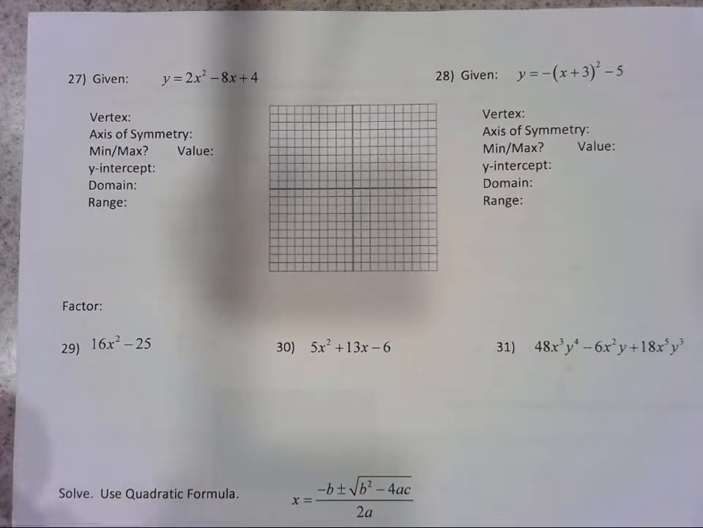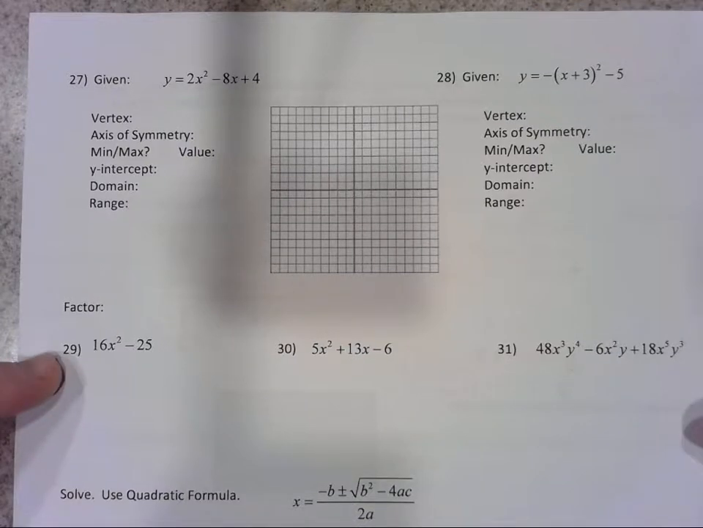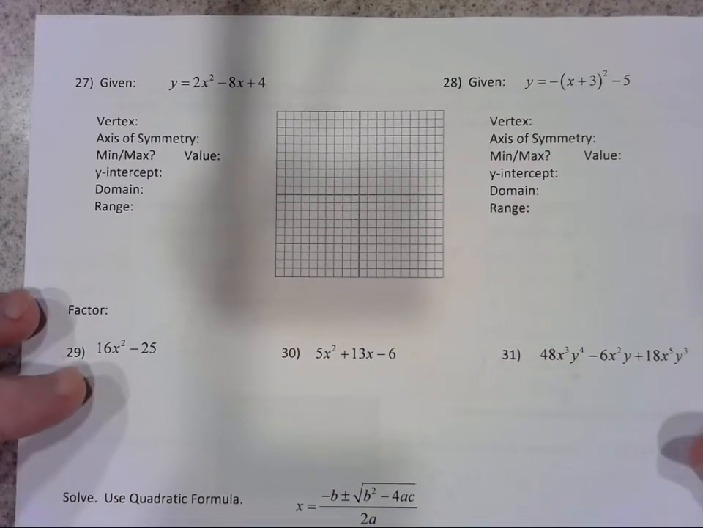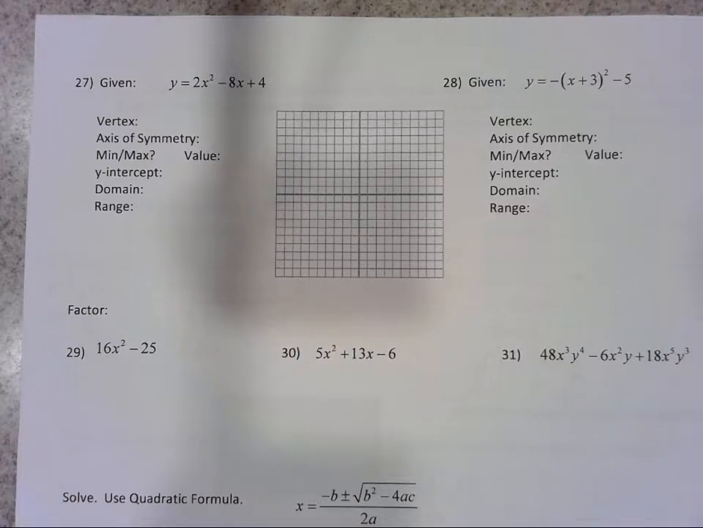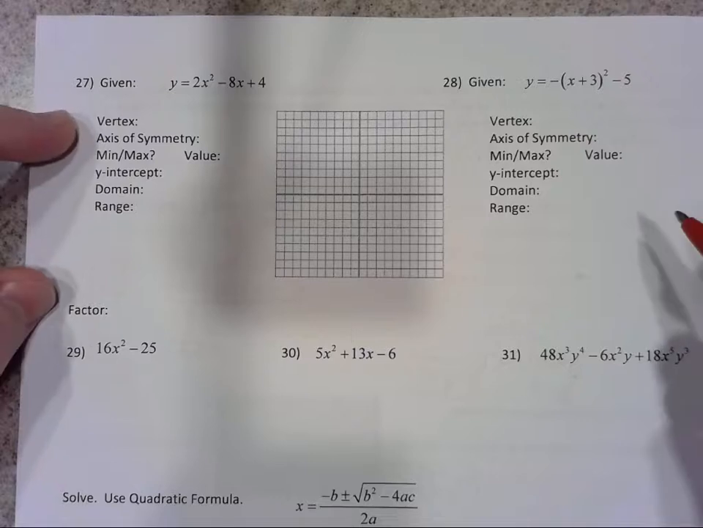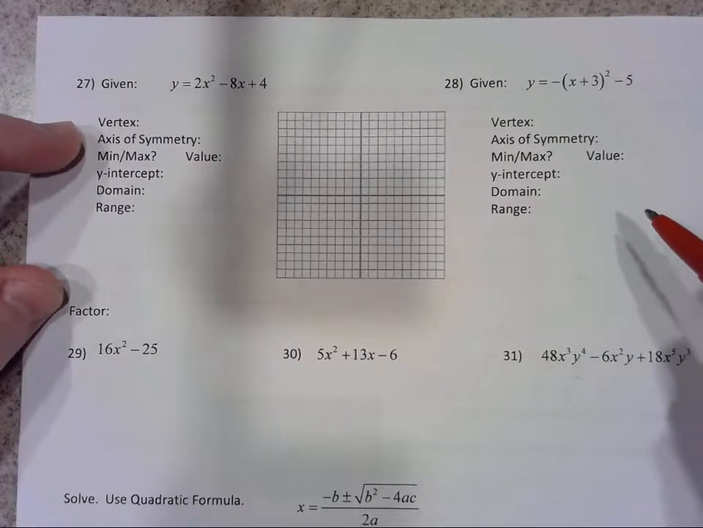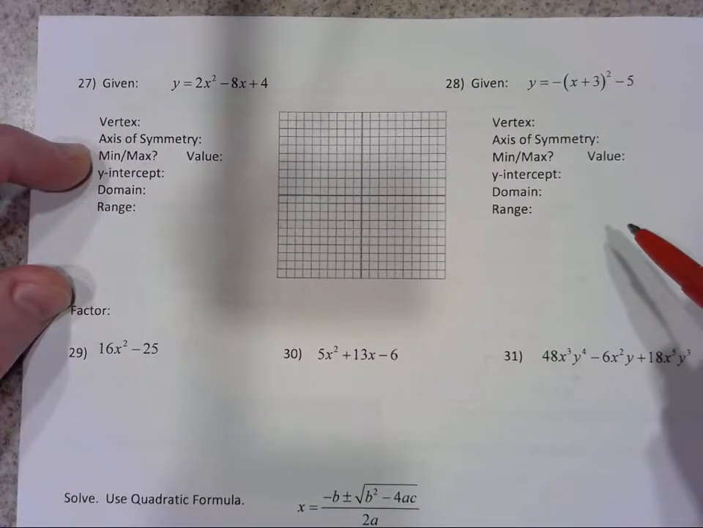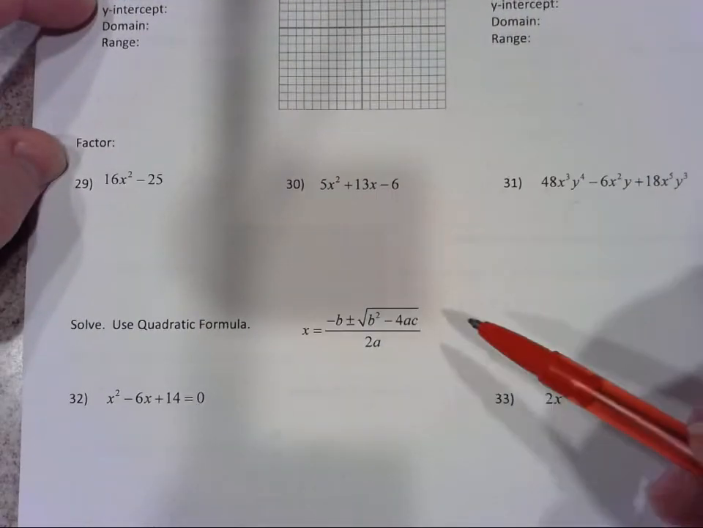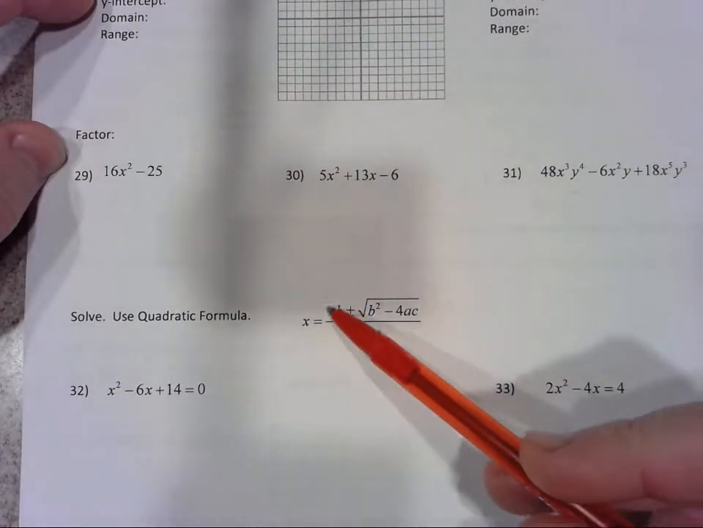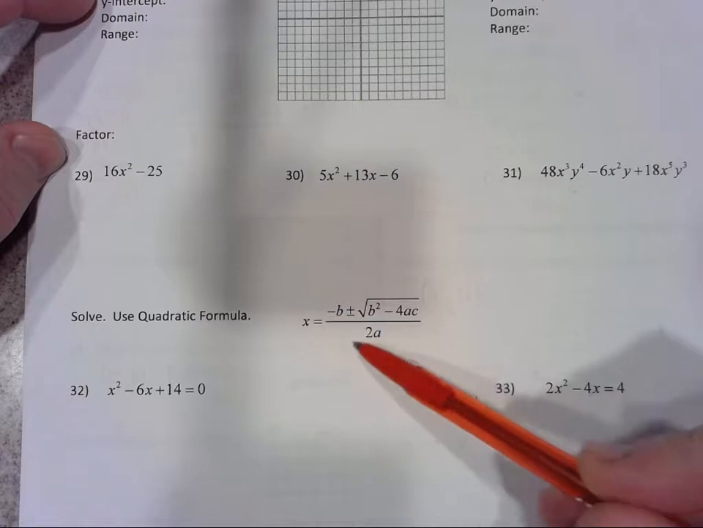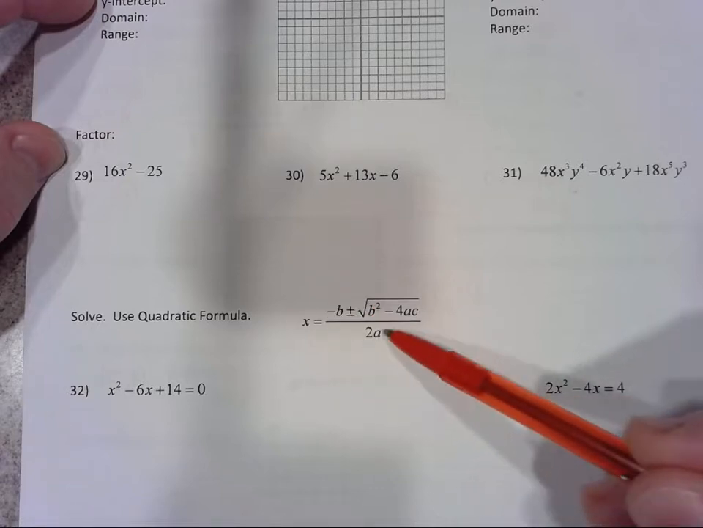On the Algebra Refresher worksheet, on the back side, number 27. So graphing y equals 2x squared minus 8x plus 4. First, let's find these different characteristics. In order to find the vertex, we need to know the axis of symmetry. And so if we use the quadratic formula, the negative b over 2a tells us the axis of symmetry.